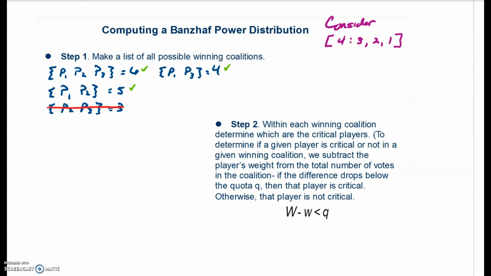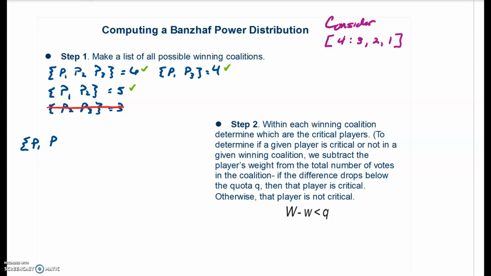Okay, step 2. What we want to do is, within each winning coalition, determine which are the critical players. To determine if a player is critical or not, remember, if we take that player out of the coalition, will that coalition still be a winning coalition? If the answer to that is yes, then that player is not critical. If the answer is no, then the player is critical.